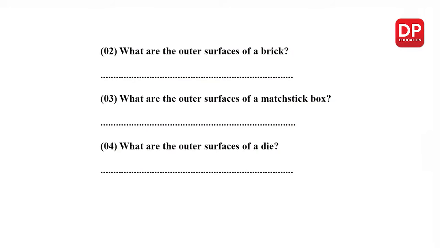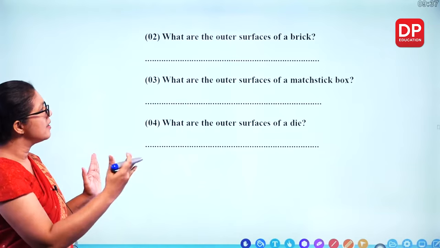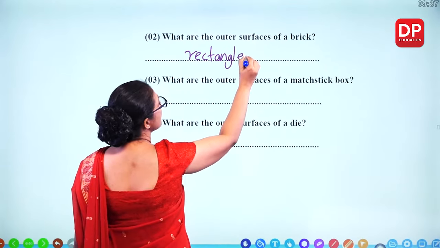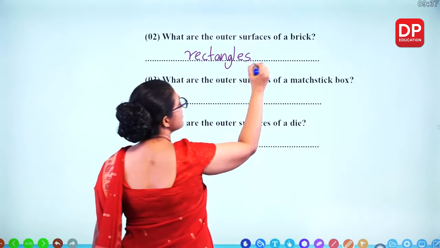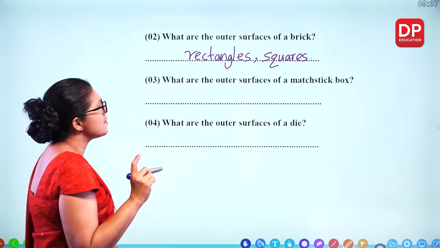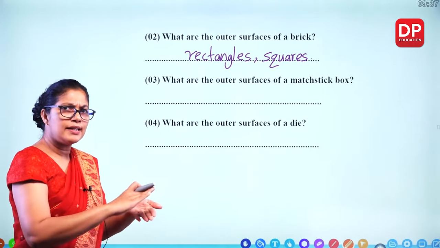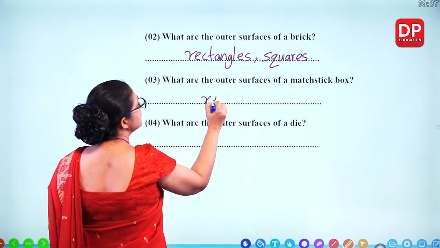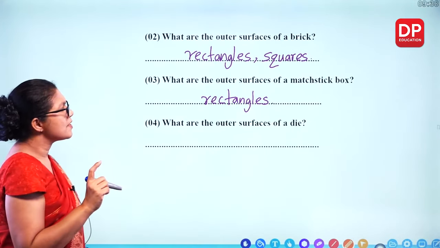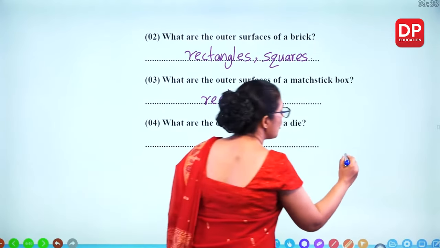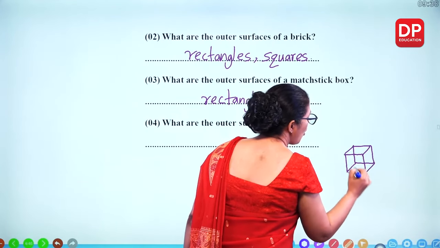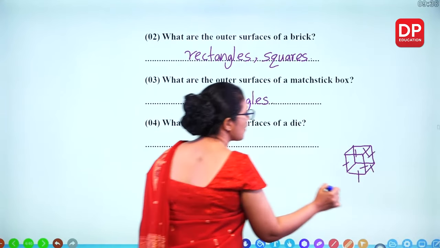What are the outer surfaces of a brick? When you take a brick, we see rectangles and sides. It can be squares as well. Sometimes we see squares. What are the outer surfaces of a matchstick box? That's also, you get rectangles mainly. What are the outer surfaces of a die? So you know, a cube shape. So something like this, a die. Normally, you get squares.